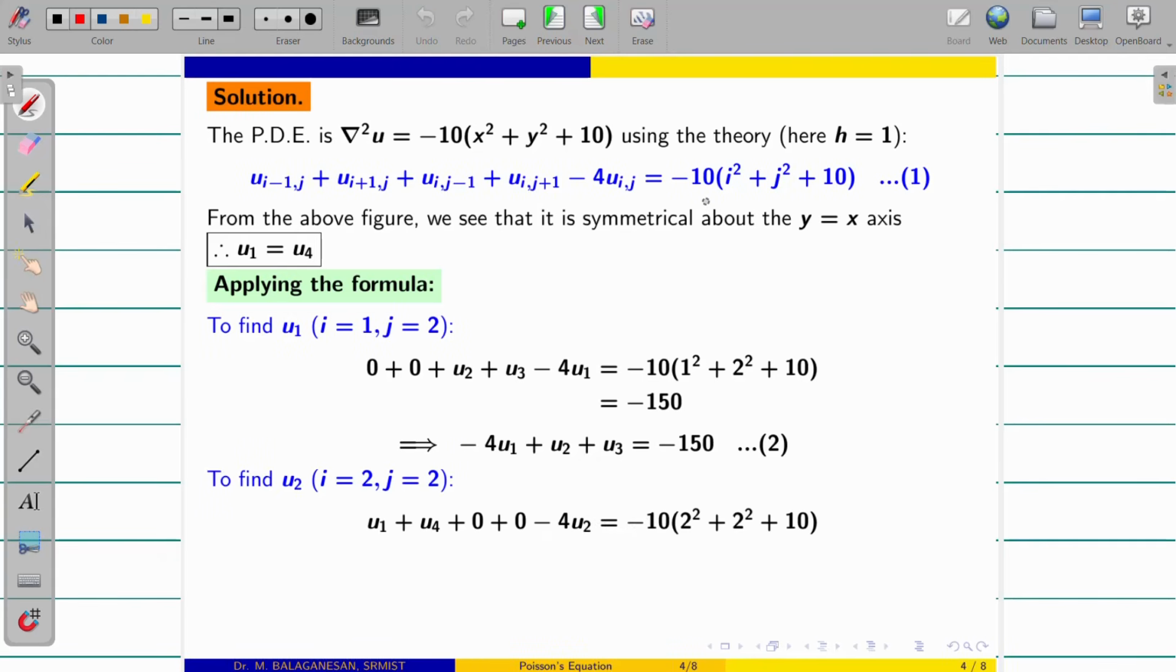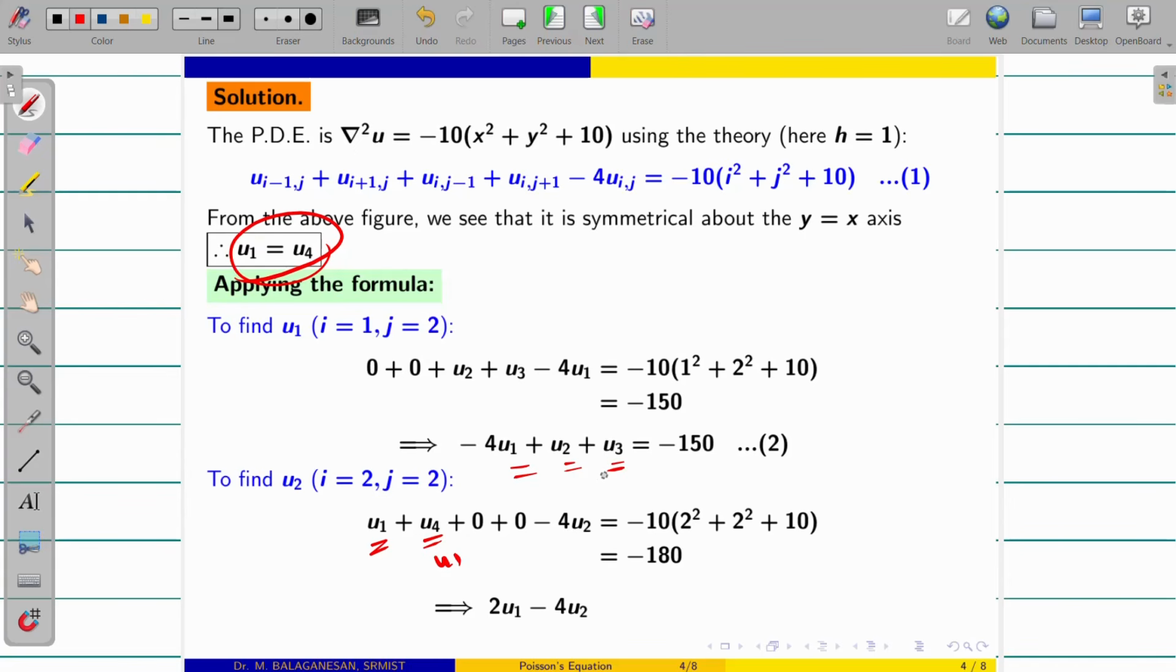On the right hand side, you only have to replace here. This is the given function: minus 10 into (I value 2, so I square 4, J value 2, plus 2 square) plus 10. If you simplify that, we get the equation 2U1. Why is it 2U1? Here you have U1, here you have U4. Because of symmetry, U1 equals U4. So you have to change U4 into U1. Do not change U1 into U4, because we are solving for three unknowns, U1, U2, U3 only. Do not include U4 again.